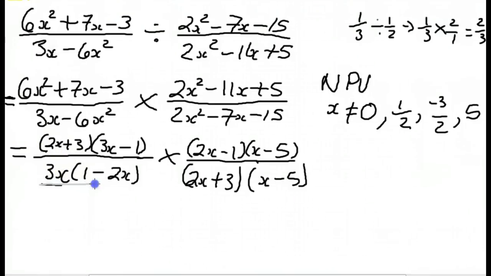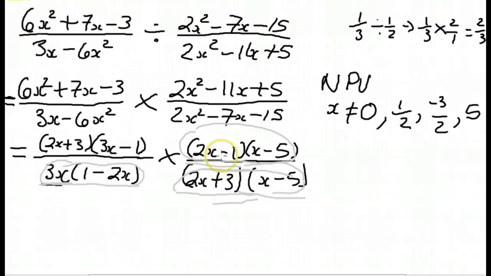We have to take a look at these terms here, these terms here, and these terms here. So anything which I am now circling in gray, those are what we have to watch for our non-permissible values, because they either are in this case, and this case they are in the denominator, or in this case they were in the denominator.